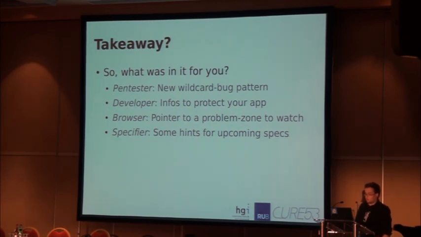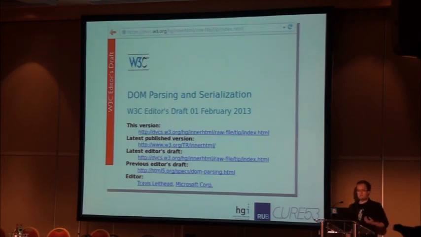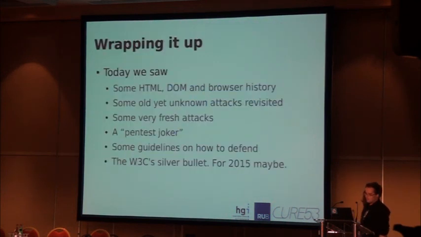As a browser vendor, you have a pointer to an exciting problem zone to watch. It's like, don't do these things internally. I mean, there have to be manipulations and mutations, but don't screw them up. And for the specifiers, there are some practical hints for the upcoming specs. And the good thing is, there is going to be an upcoming spec because the W3C took over innerHTML, and now there is an innerHTML specification that is covering all these issues. So there might actually be a silver lining on the horizon where we can say, hey, something good is happening in the world of specifications. And maybe at some point we can actually follow the specs again.